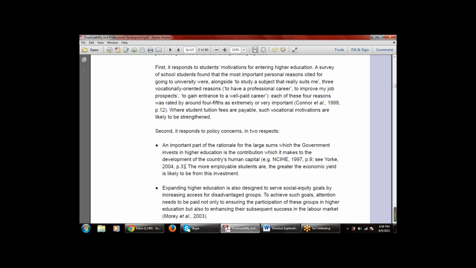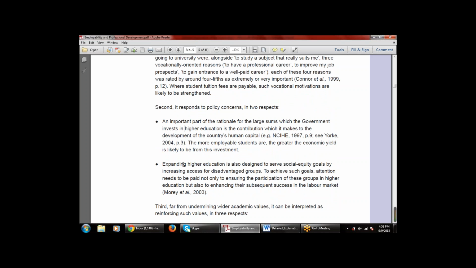The more employable students are, the greater the economic yield is likely to be from this investment. Now, with reference to the policy concern, if we expand higher education, that is also designed to serve social equity goals by increasing access for disadvantaged groups. To achieve such goals, attention needs to be paid not only to ensuring the participation of these groups in higher education, but also to enhancing their subsequent success in the labor market.